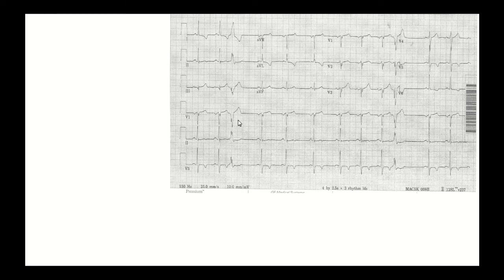So is it premature atrial or premature ventricular? And we assume that it's premature ventricular because the QRS complex is wide. So these are PVCs right here.